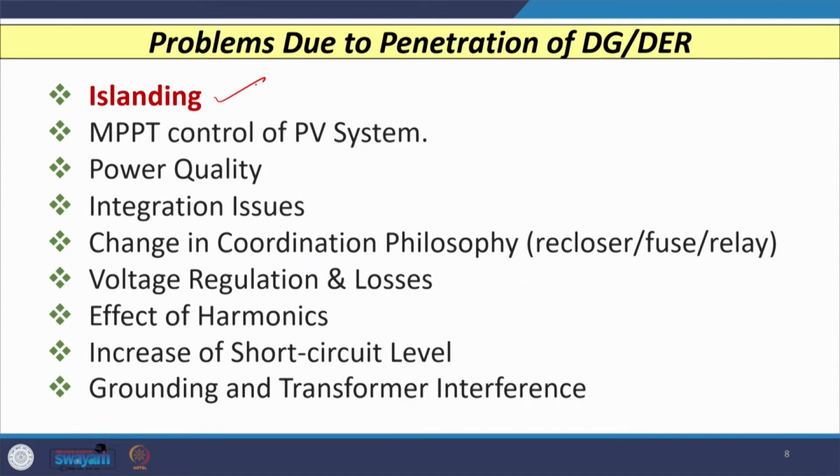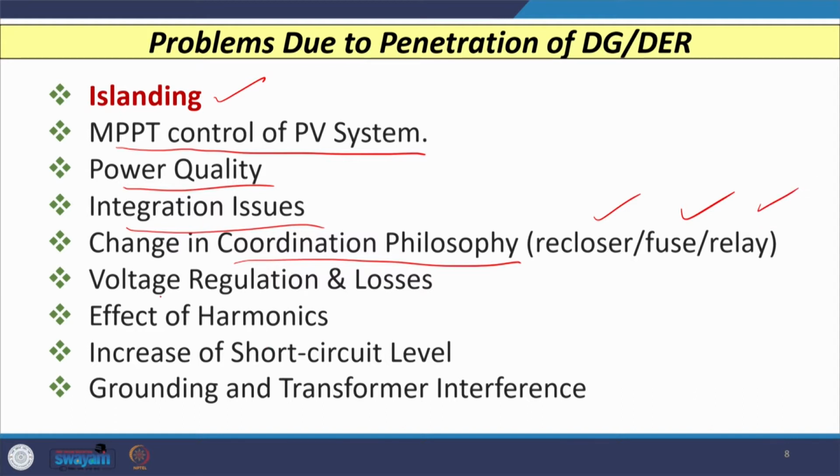Now, when such types of distributed generators or distributed energy resources are interconnected with our conventional grid, they are going to impose several issues and challenges. These issues are islanding, maybe the maximum power point tracking control of PV or wind systems, power quality issues, and integration issues. There are issues related to coordination among various devices like recloser, fuse, relay, and breakers. Voltage regulation and losses are also there. Harmonic effects are also observed.